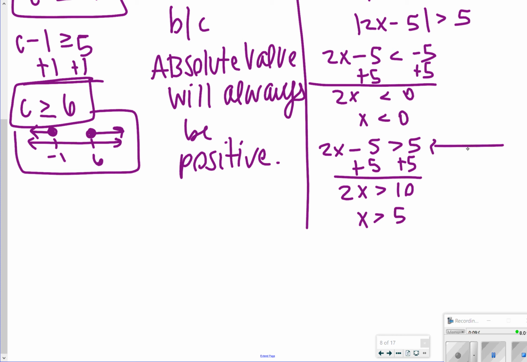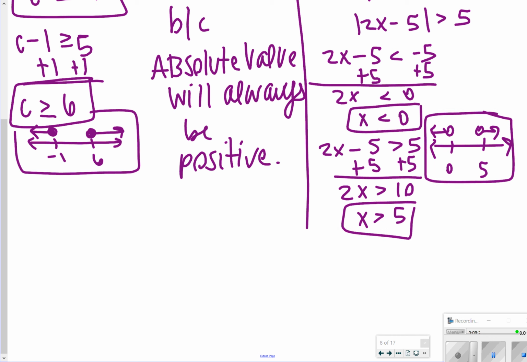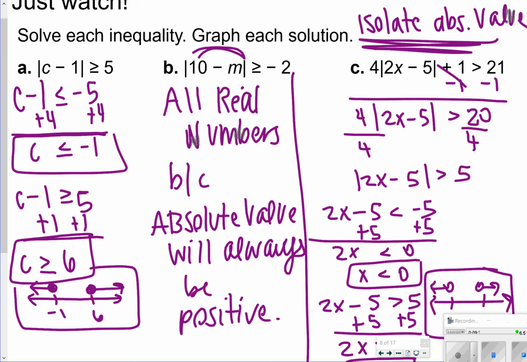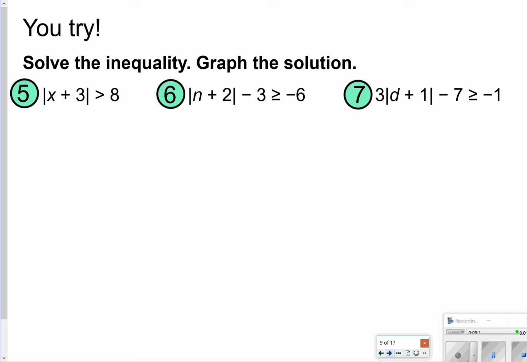When you graph this one, here's 0, here's 5. Less than 0 is open circle pointing left, and greater than 5 is open circle pointing right. So again, these two will be written separately because it's an OR compound inequality. They do not overlap. Okay, so just remember to isolate absolute value before you get started solving. So here are a few more to try. Again, be careful with all real numbers or no solution. So let's go ahead and pause the video here for 5, 6, and 7. And once you're done, click play to check your work.